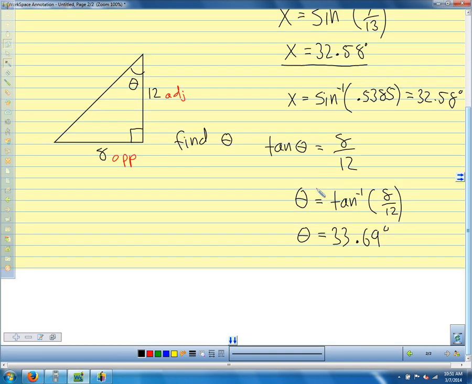Because we were looking for an angle, we had to use the inverse tangent. We have the tangent of our angle, so to find the angle we use inverse tangent. Questions there?